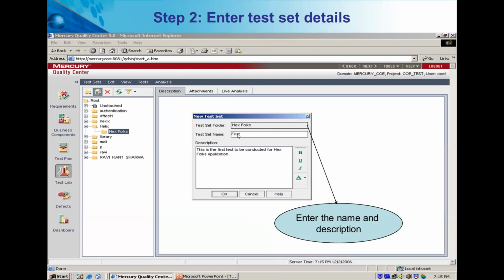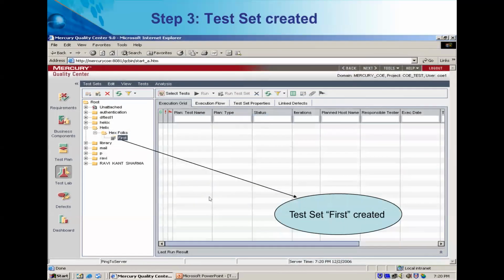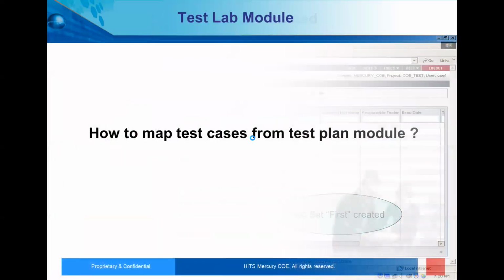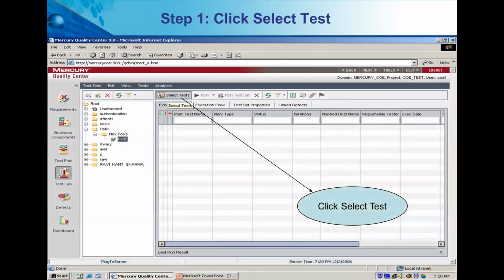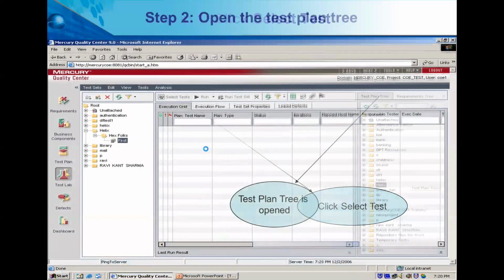As soon as you give the test set name and click on OK, what will happen, guys, is that this particular page will come. This is called the execution grid page. And now here only we will execute. How to execute? We have to import the test cases from the test plan. So how to import? First click on this select test.